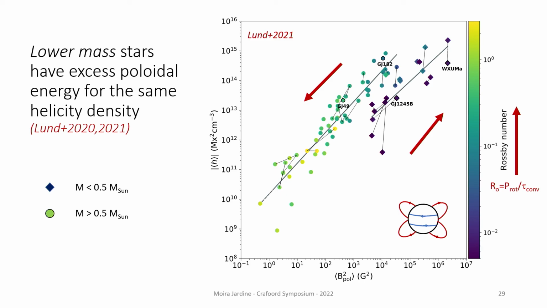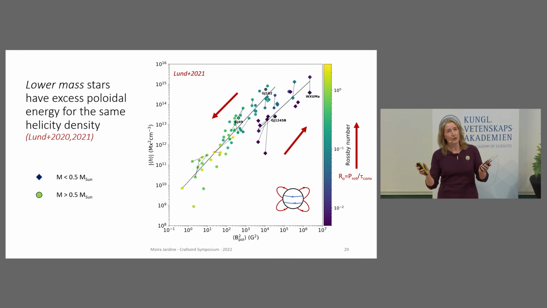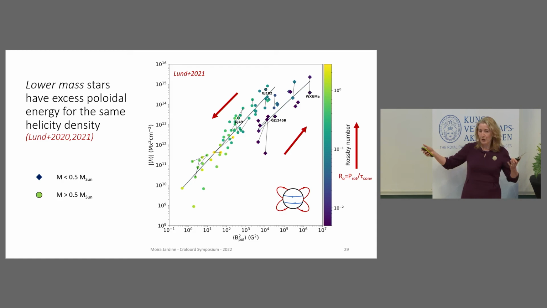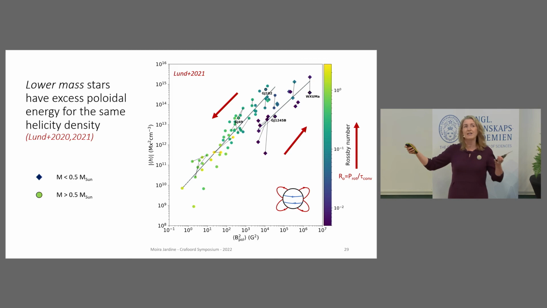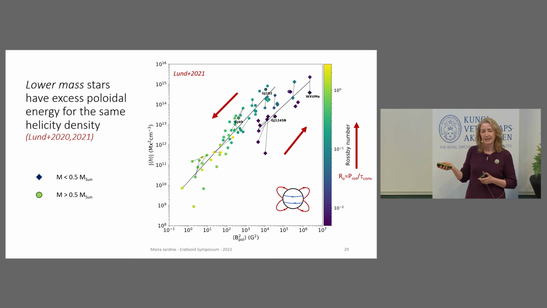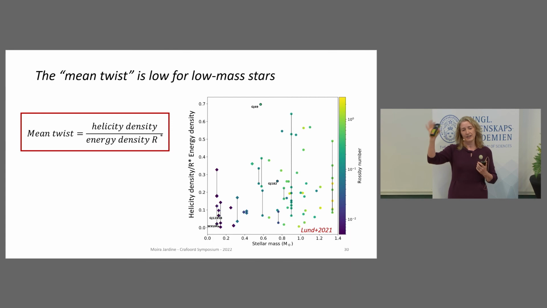Now, for the experts in the audience, I should qualify what I'm saying, because we only measure the large-scale fields of stars, this is only the helicity on the largest scales. But it seems as if these very low-mass stars produce lots of energy. They're way out on this axis. They've got strong magnetic fields that are very energetic. But for the amount of energy they've got, they're not producing much helicity. In fact, we could have an efficiency factor that we could plot. Let's do that. Let's plot the efficiency with which stars produce helicity. We'll take the helicity density and divide it by the energy density.